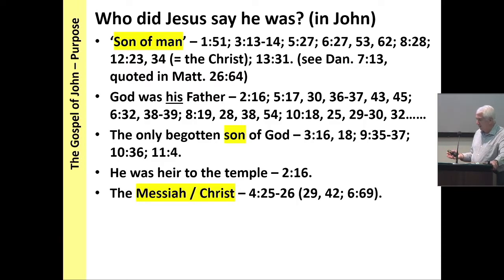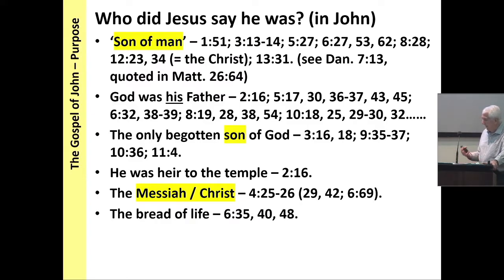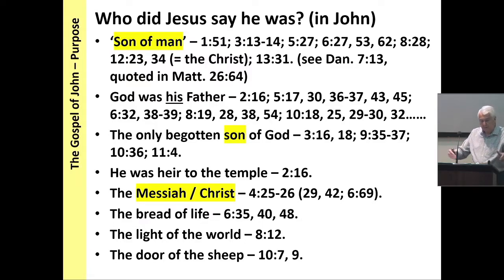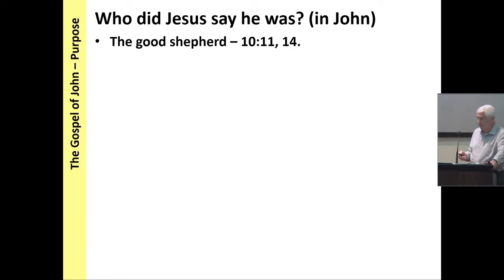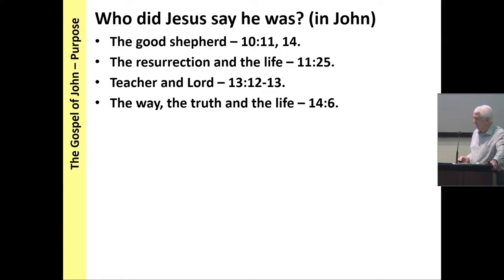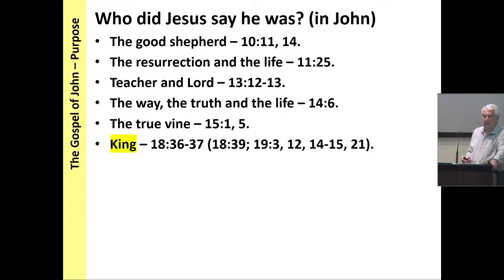Very plainly, he says, not just that he is Christ, but he uses the word, uniquely in John, the Messiah. That's nowhere else used, except in those occasions. The term Messiah, which is equivalent to Christ, Hebrew and Greek for the same thing. He says he's the bread of life, the light of the world, the door of the sheep, the door into the sheepfold for the sheep to be protected. He's the good shepherd. He's the resurrection and the life. He's a teacher and Lord. He's the way, the truth and the life. He's the true vine. He's the King, which is essentially the idea of Christ or Messiah.